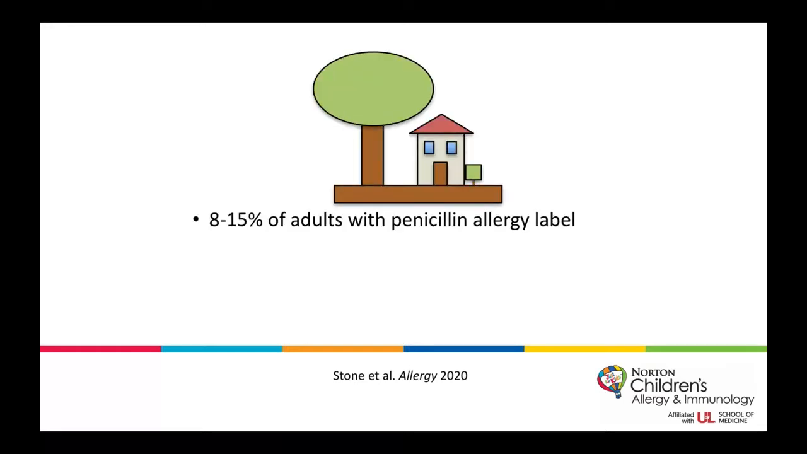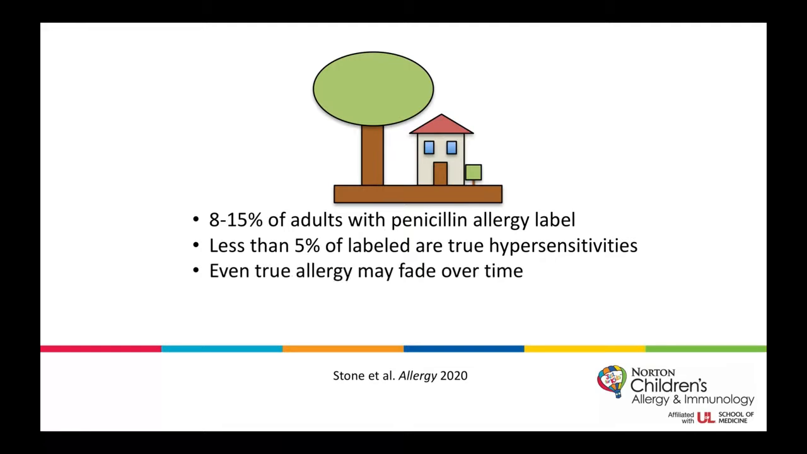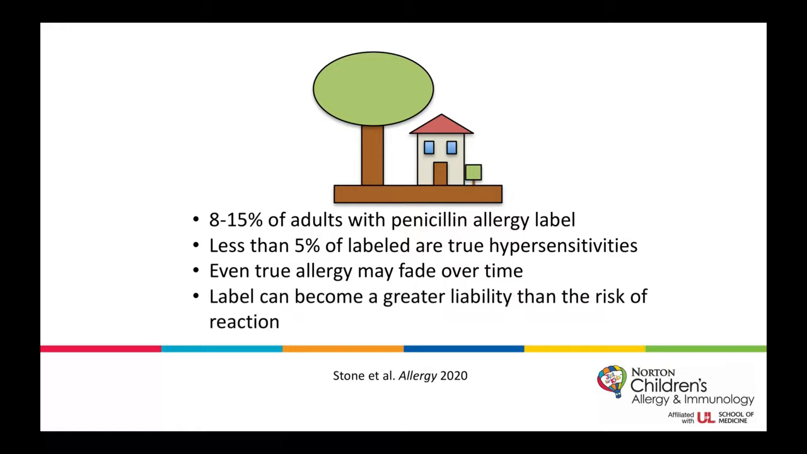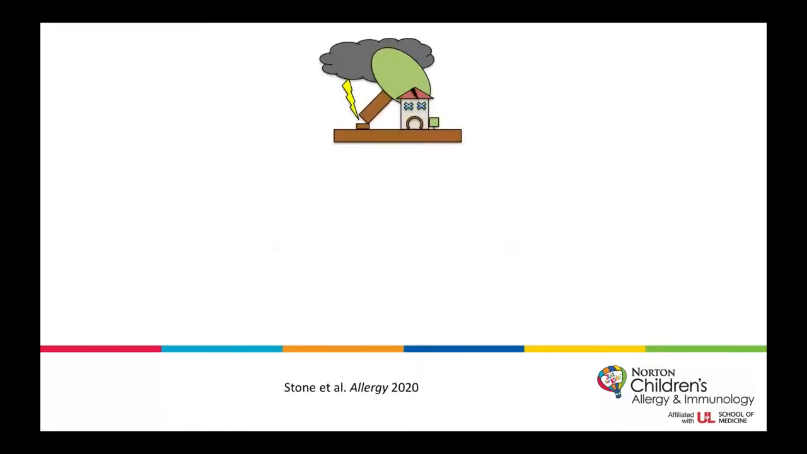Because of this, 15% of adults end up with penicillin drug allergy labels in their chart, when less than 5% are actually true hypersensitivities. Even true IgE-mediated allergies essentially fade over time, and more to come on this in subsequent slides. The label can become a greater liability than the risk of a reaction.